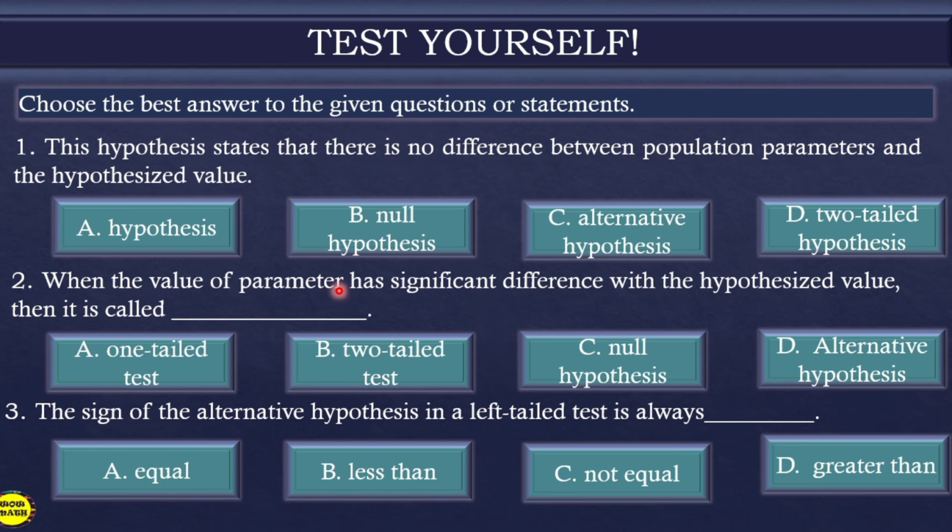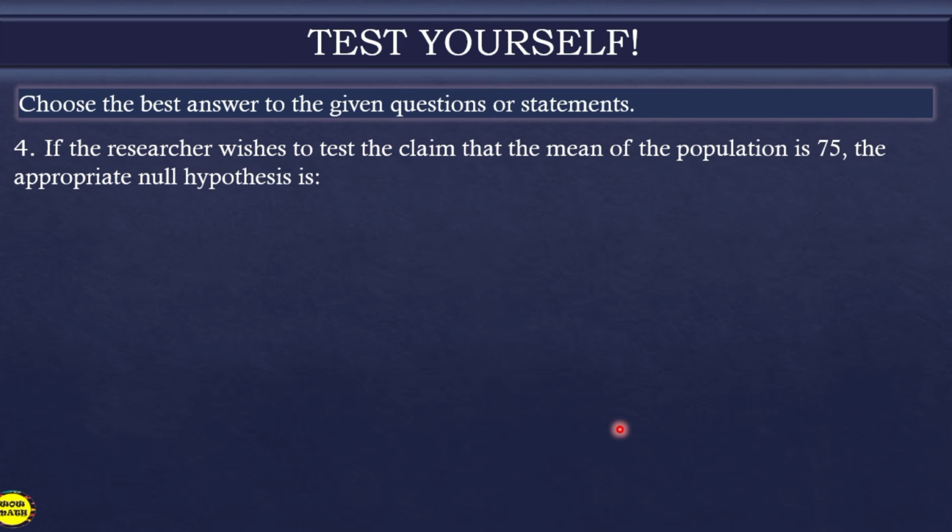Okay, balikan natin yung number 1. Anong sagot natin sa number 1? That is null hypothesis. Kasi yung word na no difference between population parameter. Number 2, when the value of parameter has significant difference. So ano yan? Letter D, alternative hypothesis. And then number 3, ano daw yung sign na ginagamit natin sa alternative hypothesis kapag left-tailed test? Less than. Okay?